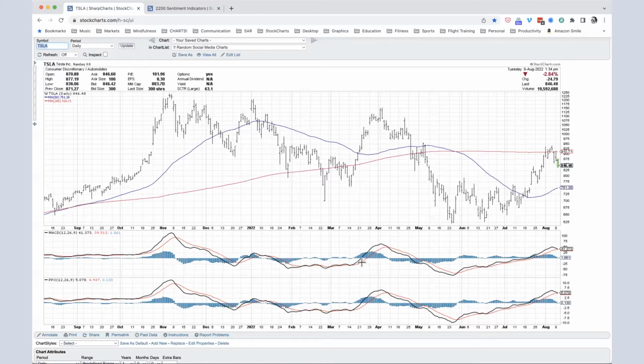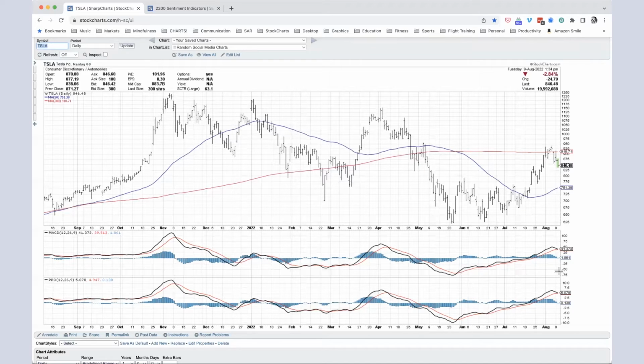So when the MACD line goes above 0 and then crosses below the red signal line, that's a classic sell signal. When it's going lower and then below 0, crosses up through the red signal line, that's a classic buy signal. And you can see that the buy signals and sell signals between the two indicators are, again, almost identical.